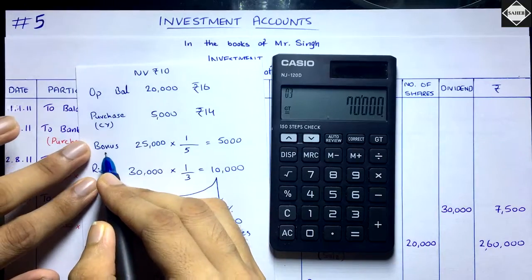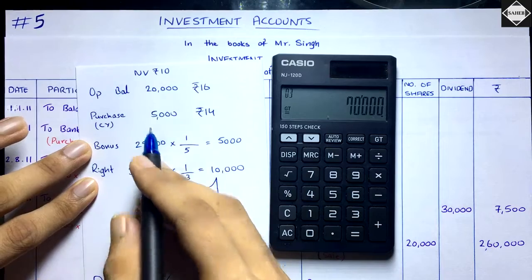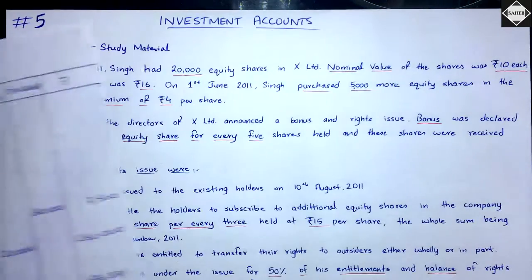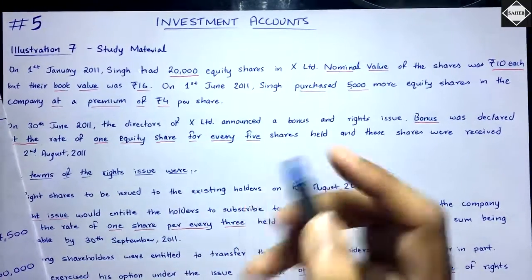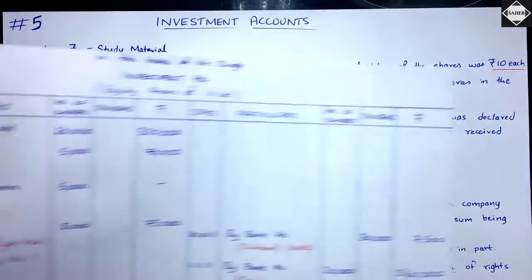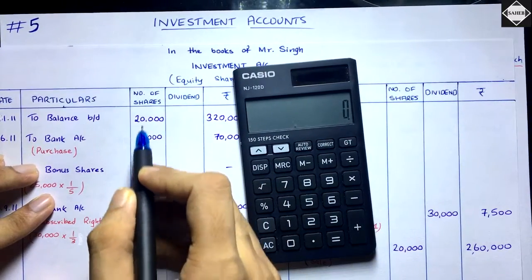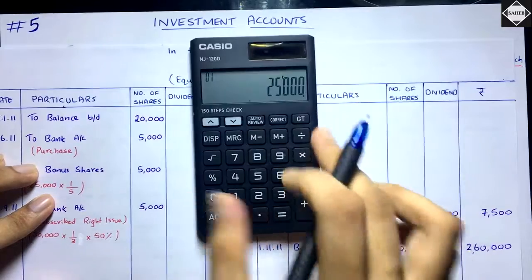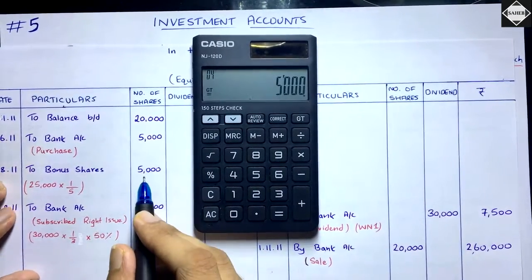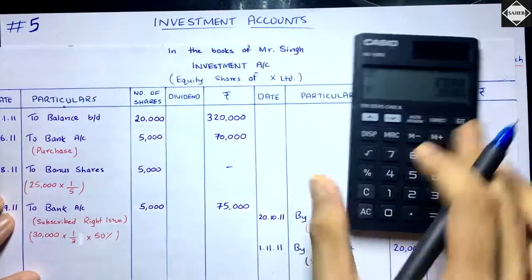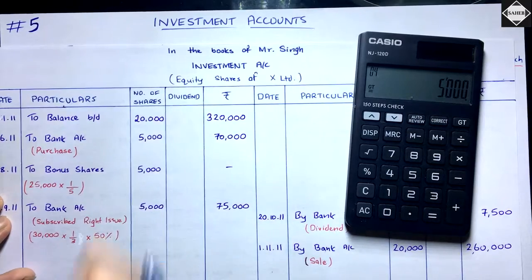And then what happened? Bonus issue, right? So bonus was how much? 5,000 shares. We have already seen the calculation. We had 25,000 shares, and the question says bonus equity shares, 1 equity share for every 5 shares held. So 1 by 5, 20,000 plus 5,000, we have 25,000 shares. 25,000 shares into 1 divided by 5 is equal to 5,000 shares. So 5,000 shares we are getting completely free, so no cost. We haven't paid anything. So that's regarding the bonus shares.